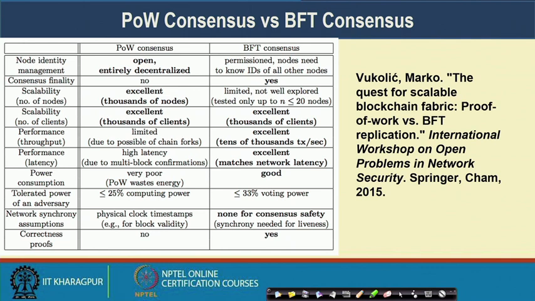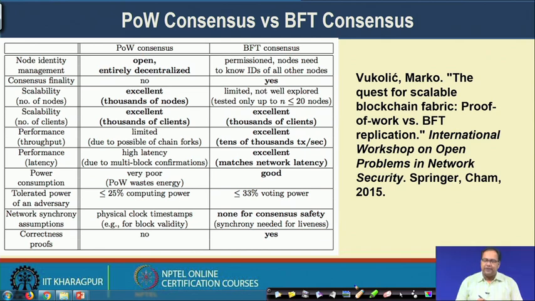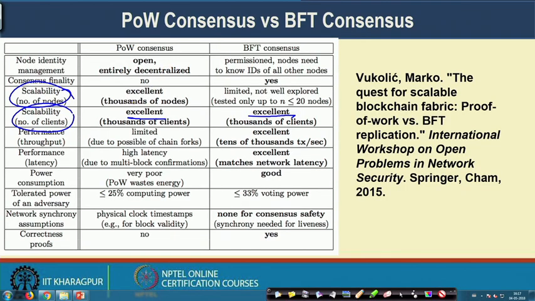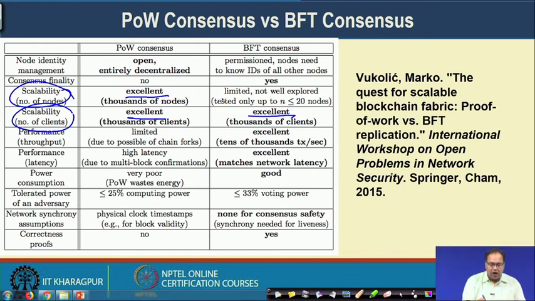In the last class, we looked into the comparison between proof of work and the BFT consensus protocol, and there we saw that there are two major aspects where the consensus scalability differs. One is the scalability in terms of number of nodes. The second is the scalability in terms of number of clients. In terms of number of clients, both proof of work and PBFT based protocols perform well, but in terms of number of nodes, proof of work performs excellently, while PBFT based consensus performs very poorly.